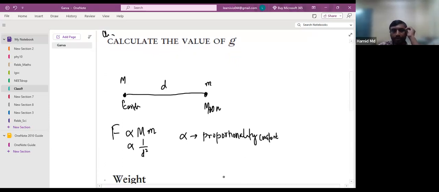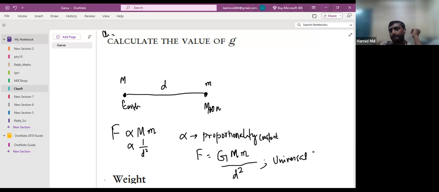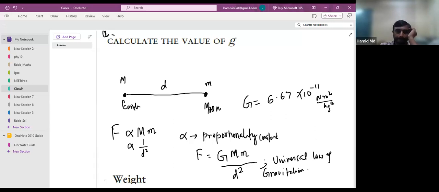So if we remove this proportionality constant, the force will be equal to a constant G times M, the mass of Earth, and m, the mass of Moon, divided by the separation square, that is d square. So this is the formula for the universal law of gravitation. Clear? The constant G is called the gravitational constant, and its value is 6.67 into 10 raised to the power minus 11 Newton meter square per kilogram square, right? Clear?